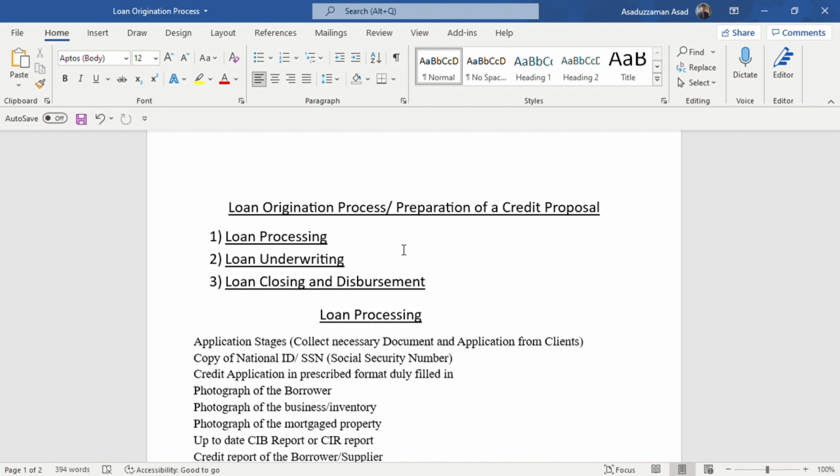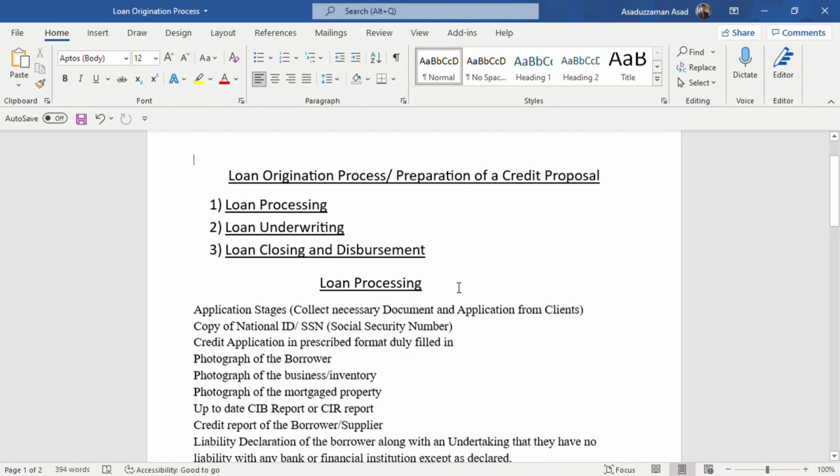We know that there are three stages of the loan origination process, or preparation of a credit proposal. Number one, loan processing. Number two, loan underwriting. And number three, loan closing and disbursement process. So I would like to describe the loan processing system.